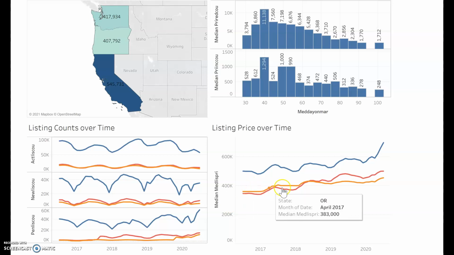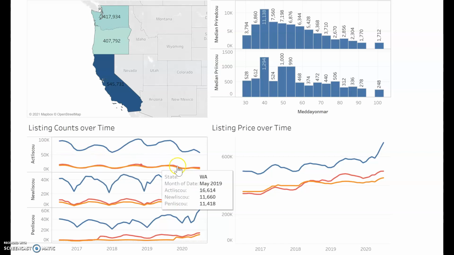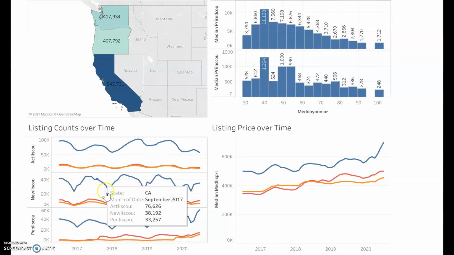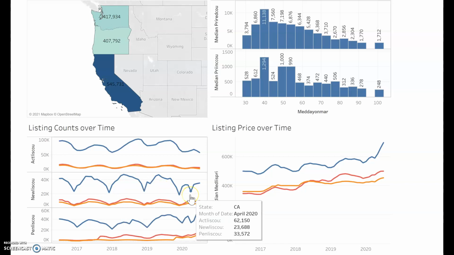But when you look at this, you see that the prices are increasing, even though the number of houses being sold is relatively staying the same. There's not really a gradual increase. It's just the constant up and down throughout the years.